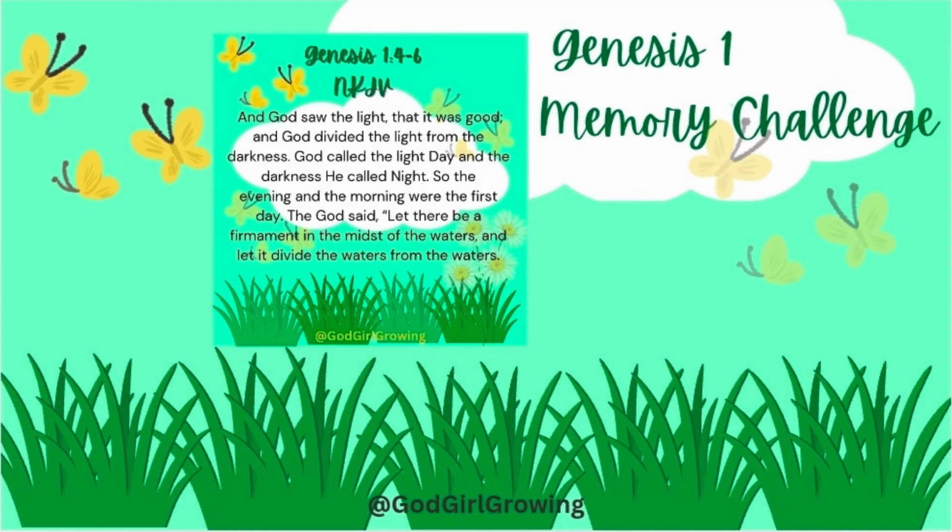And God saw the light that it was good, and God divided the light from the darkness. God called the light day, and the darkness He called night. So the evening and the morning were the first day. Then God said, "Let there be a firmament in the midst of the waters, and let it divide the waters from the waters." Now we hear this word in verse 8, firmament. We'll find out later what it actually is, but let's just learn how to say it right. It's got 3 syllables. Firmament. Firmament. Okay, so there we go.